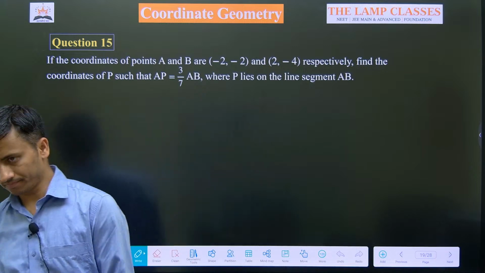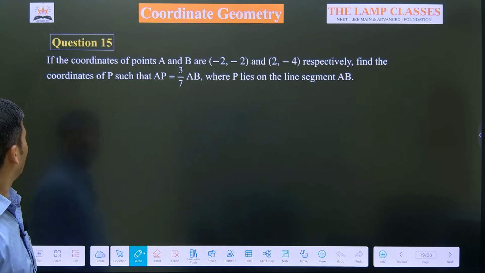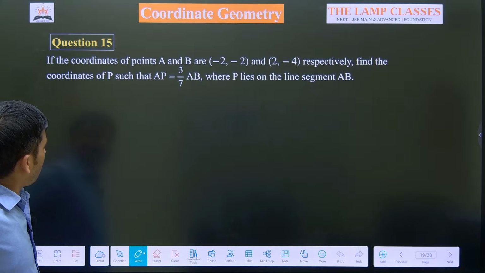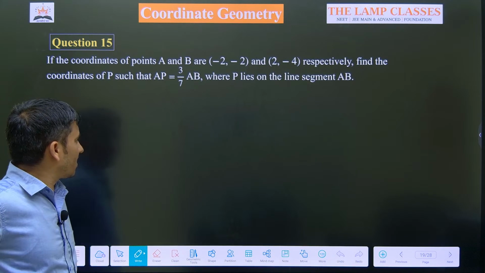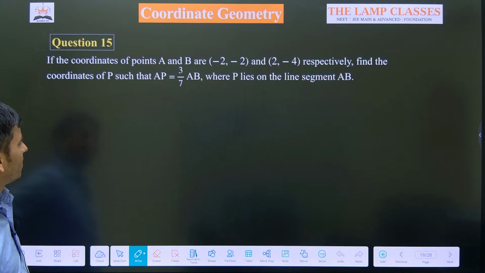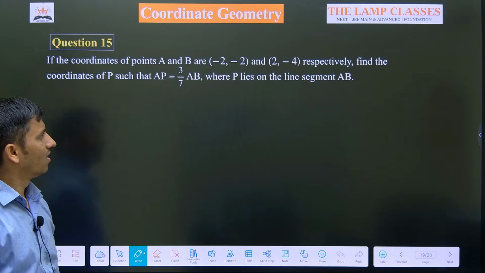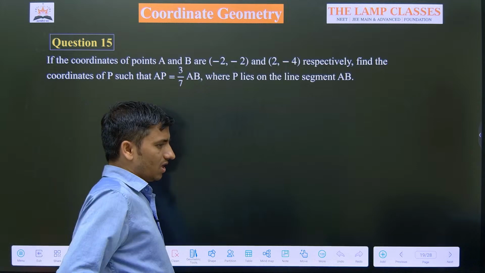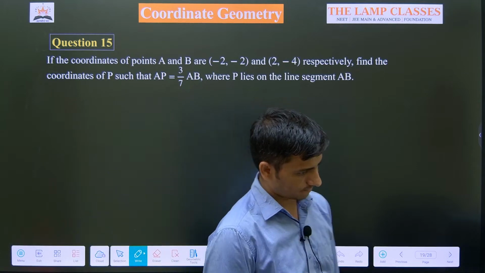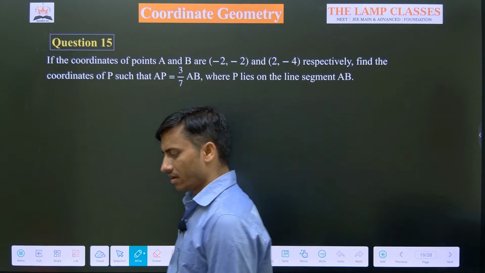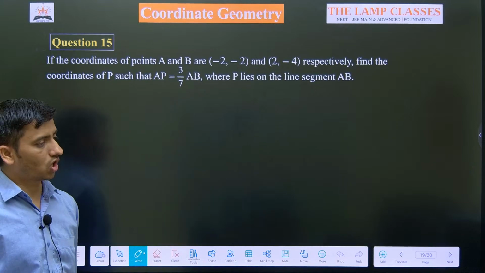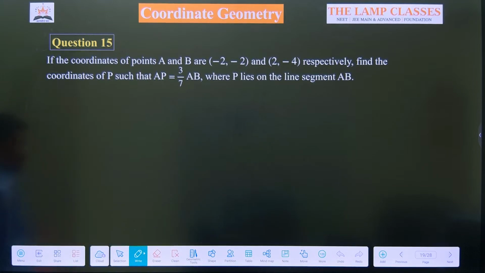Fifteenth question. If the coordinates of a point A and B are this respectively, then find the coordinates of P such that the ratio AP is to AB is 3/7. And obviously P lies on the line segment AB. Again, this question is based on section formula, so please make the diagram, guys, and try to solve it from there.